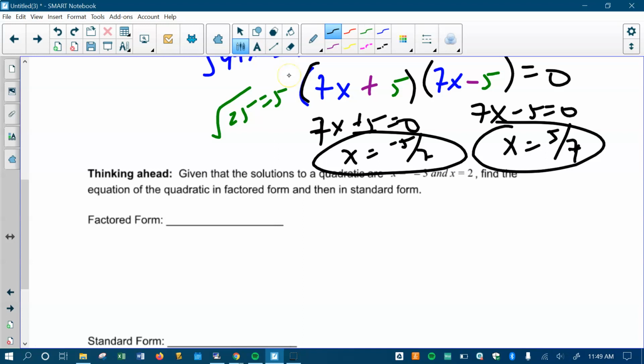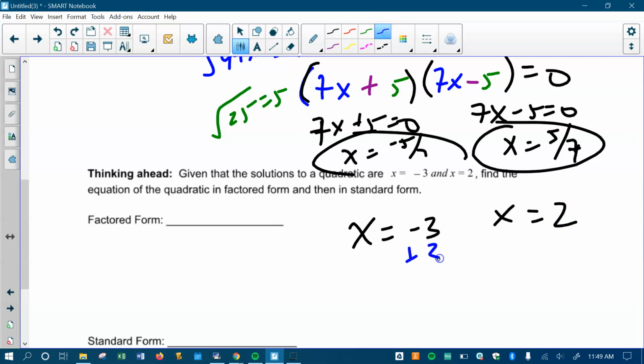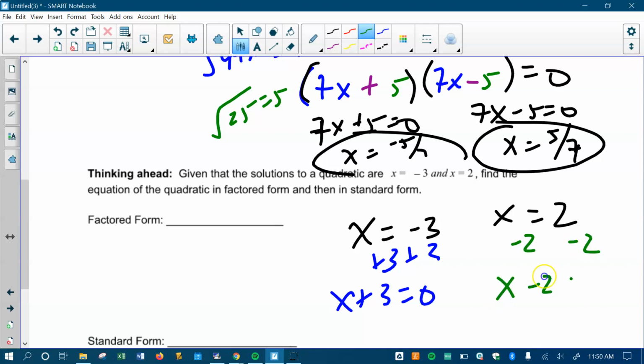The very last part says to look at a quadratic whose solutions are x equals negative 3 and x equals 2. So because we only have about 20 seconds left here, you're basically given this. If you add 3 to both sides, you get x plus 3 equals 0. And if you subtract the 2 here, you get x minus 2 equals 0, which means the factored form is x plus 3 and x minus 2.